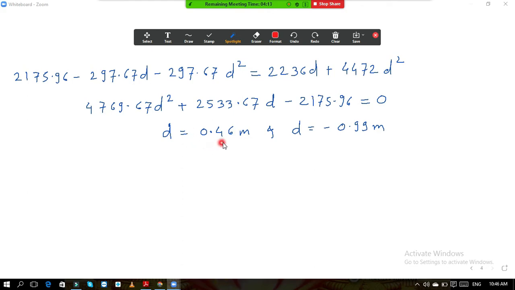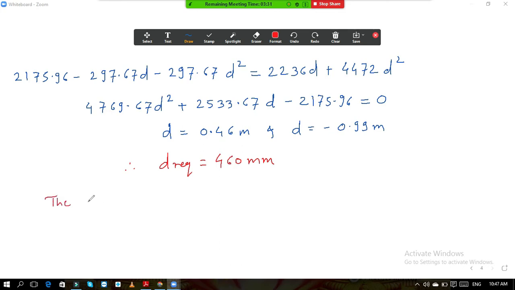Now, we are calculating the depth, and depth is never a negative value. So we will take the positive value, which is 0.46. So therefore, what is the required depth for footing? The required depth for footing is 460 mm. That is, your 0.46 meter is nothing but 460 mm. This is the required depth for the footing from two-way shear consideration.